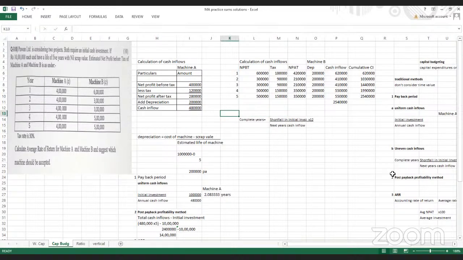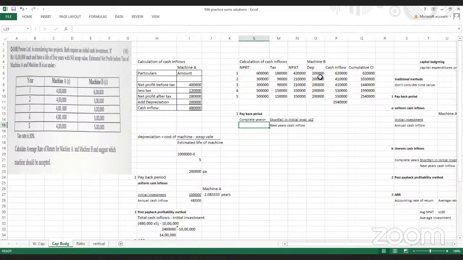So first formula is payback period. So formula is complete years. Now what is complete years? I'll tell you how to get this number, complete years.